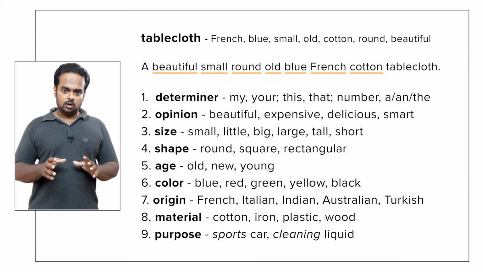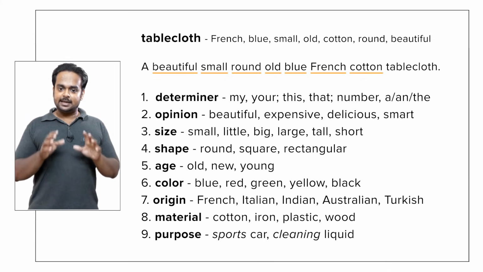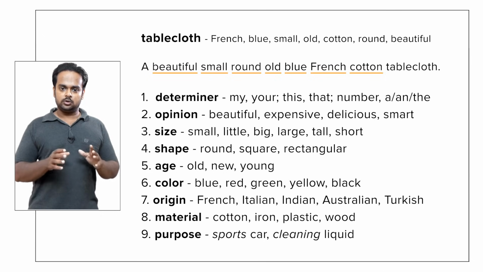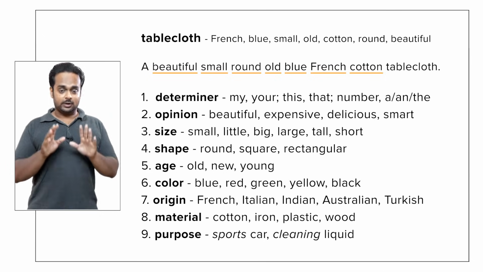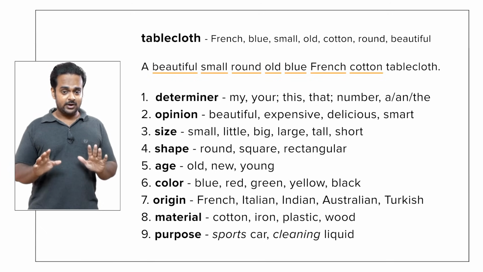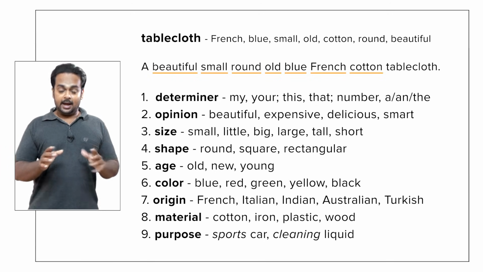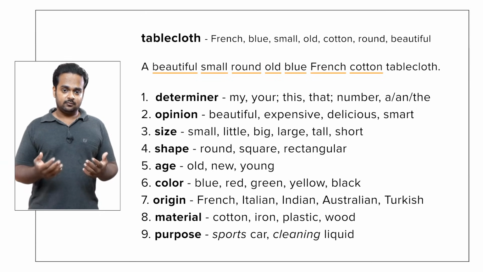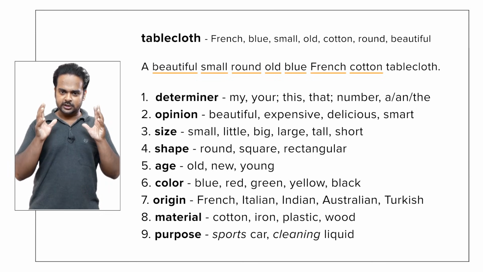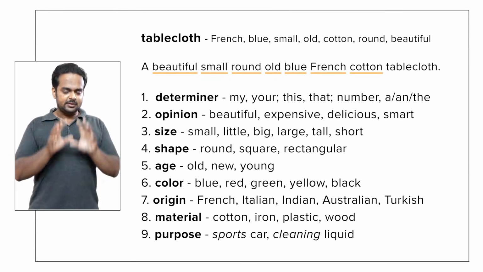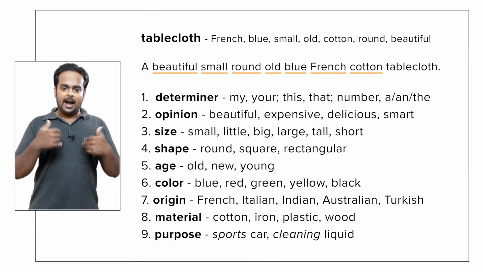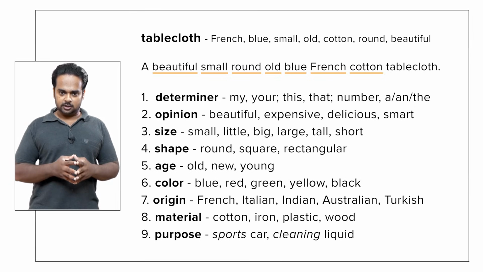So the final order of adjectives here is, in my home, I have a beautiful, small, round, old blue French cotton tablecloth. Okay, let me say here that it's not very common to have so many adjectives in one sentence, and it's not good because for your listener, it's too much information. But this example was just to show you how we order adjectives in English.